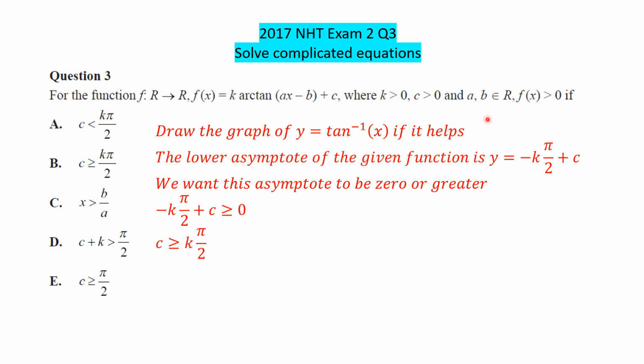Because you want the function to be greater than 0, that means you want this lower asymptote to be either 0 or greater than 0. And then from there you can solve for c. So c depends on k.